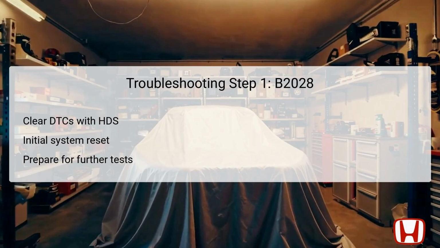The first step in troubleshooting the B2028 code involves clearing the diagnostic trouble codes using the Honda Diagnostic System, HDS. This action resets the system and allows for accurate monitoring of any reoccurring issues. By clearing the codes, technicians can identify if the problem was transient or if it persists after the reset. It's crucial to document any errors that reappear after resetting, as this helps in tracking the reliability of the system over time. Additionally, taking this preliminary step prepares the vehicle's electronic control unit for further tests and inspections.